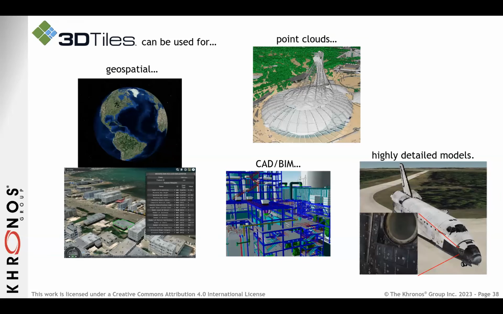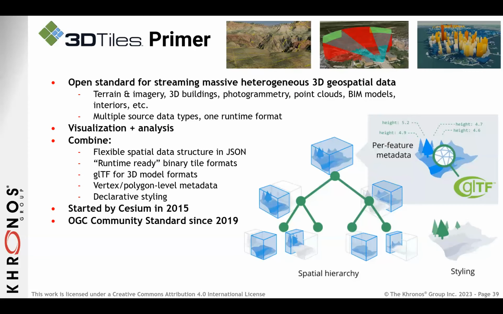3D Tiles can be used for geospatial applications, but it's not just for them. You can use it for point clouds, CAD, BIM, highly detailed models, and we've even seen it used for fractals. This isn't an exhaustive list. If you think that 3D Tiles might be useful for your application, we do encourage you to try it out because it allows for streaming large amounts of data, like I'll be showing you today, very efficiently. It's made up of three major components: a spatial hierarchy system, glTF models at each leaf, and then a metadata system.